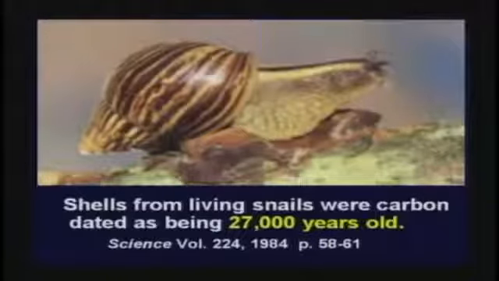Now, I've got all these in chronological order. It never gets better. 1984, living snails carbon dated 27,000 years old. 1992, two mammoths found side by side. They carbon date them. One is 22,000, the other is 16,000. Which one's right? Or are both of them wrong? Or are both of them right? There is no possible way to tell.